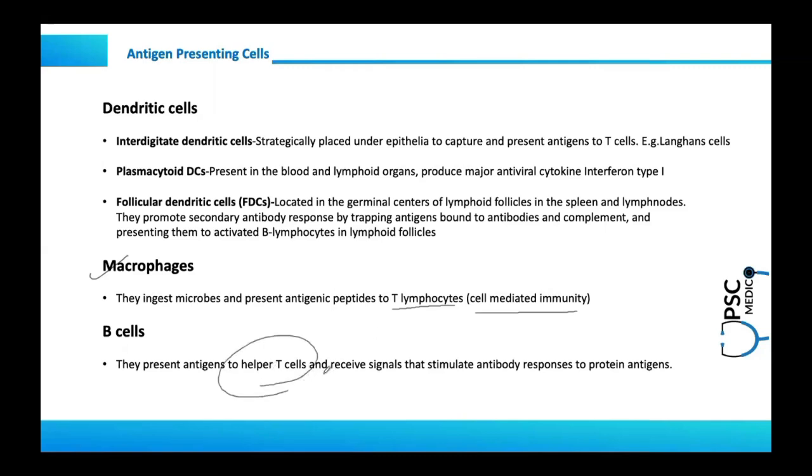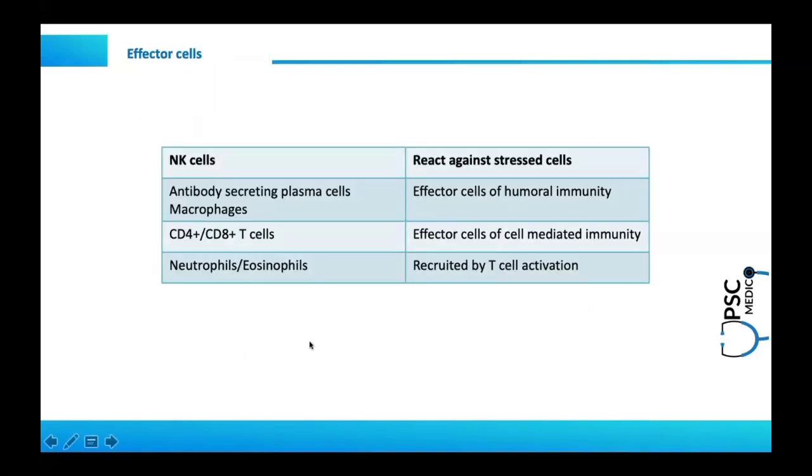Okay, so they help in more or less the cell mediated immunity. And B cells, what do they do? They present antigens to T helper cells, as I already discussed 3 to 4 times, so I'm not stressing on it. Just read it in the notes.